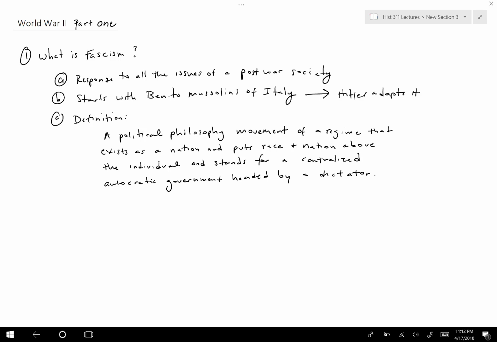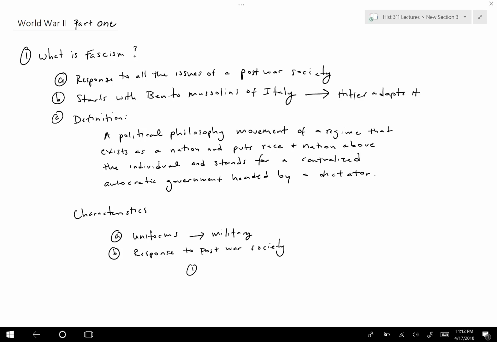So, okay, what does that mean? I think you need to look at the characteristics. For characteristics, there are almost always uniforms connected to it. It has a military style. We mentioned it's always been a response to a post-war society, and that has to do with economic, political, and spiritual breakdown, a breakdown of these foundations that were part of the nation before.